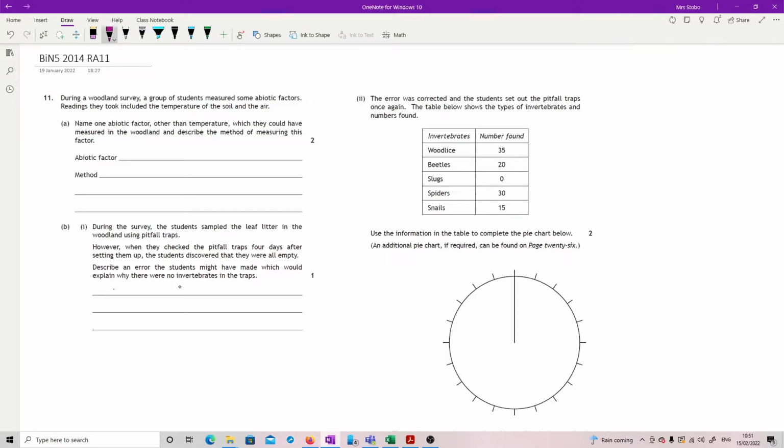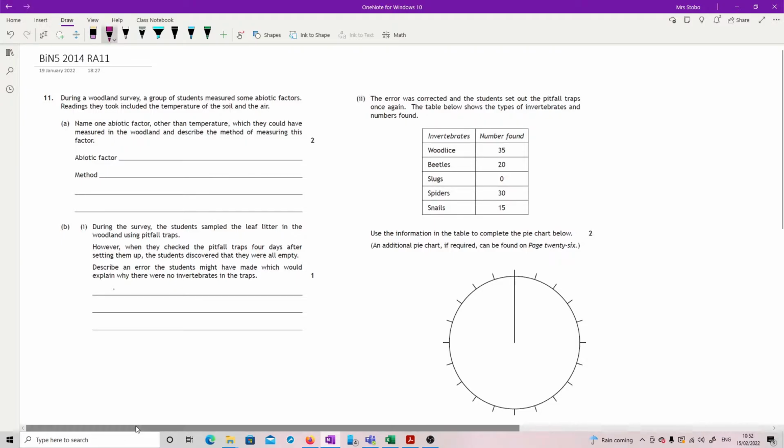Okay, question 11 from the 2014. During a woodland survey, a group of students measured some abiotic factors. Readings they took included the temperature of the soil and the air. Name one other abiotic factor other than temperature which they could have measured in the woodland and describe the method of measuring this factor. Okay, so it's pretty straightforward. You're going to get a mark for just actually saying the abiotic factor and then 1 mark for the method.